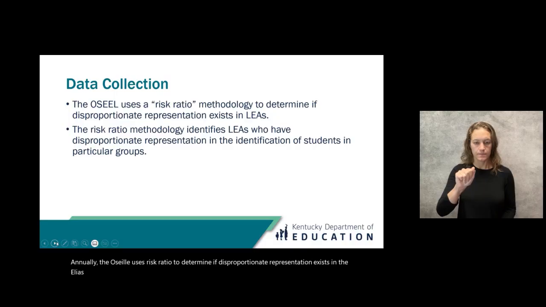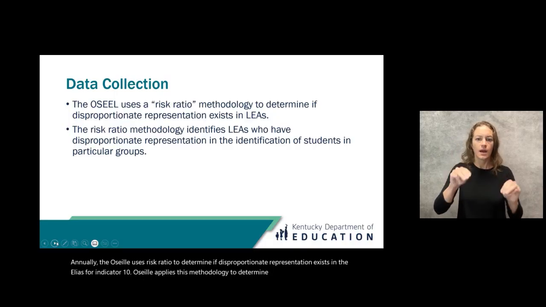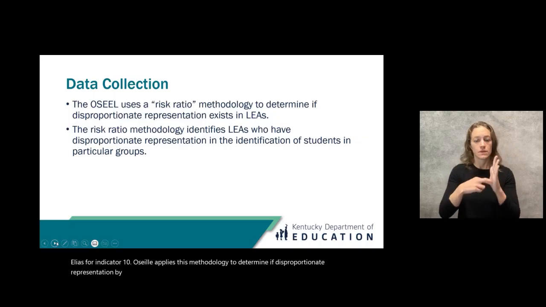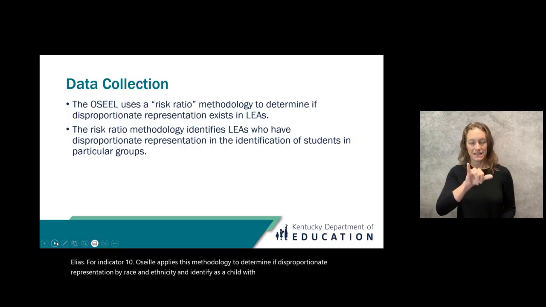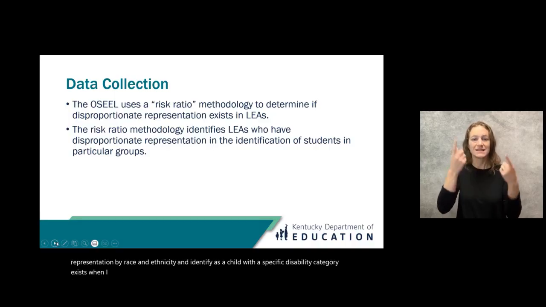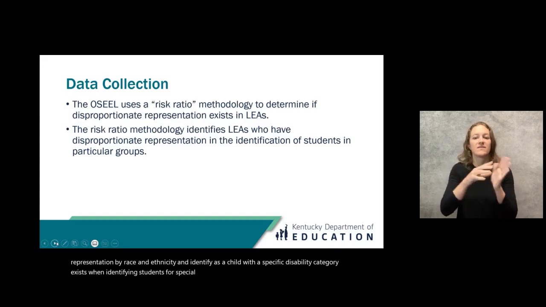For Indicator 10, OSEAL applies this methodology to determine if disproportionate representation by race and ethnicity and identification as a child with a specific disability category exists when identifying students for special education services.